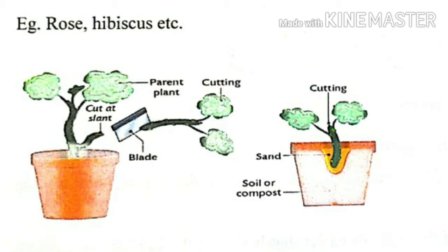You can see in the picture a plant is getting cut from one of the branches, and that branch is planted separately and a new plant is produced. Examples are rose, hibiscus, etc. Hibiscus is your shoe flower. So this is the process in cutting.